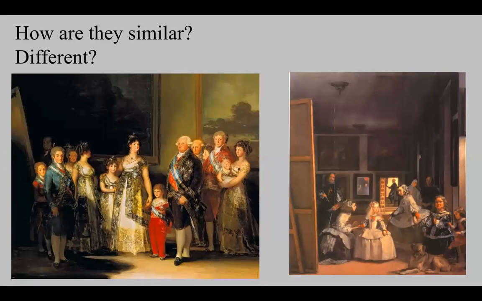The artist of the painting? Exactly, the artist of the painting. So there's Goya hanging out behind this really large painting. Could be this one being painted as well. It's got paintings in the background.